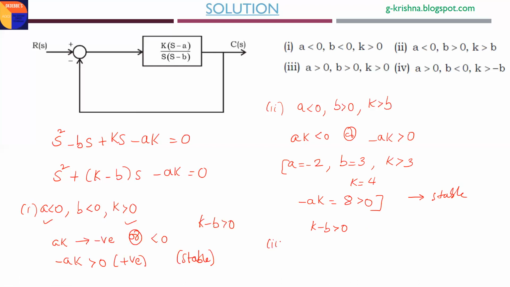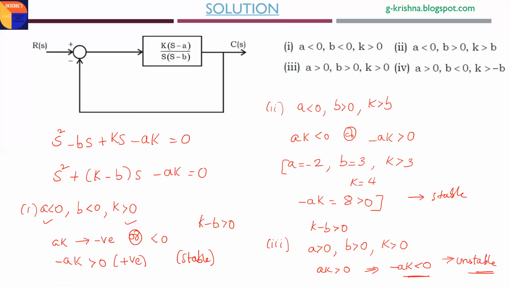Let us see the third case. A greater than 0, B greater than 0, K greater than 0. If A and K are both positive, obviously AK will be positive, or minus AK will always be negative. Therefore, the s power 0 coefficient is negative, which means the roots lie in the RHP according to the RH criterion, and the third case is an unstable case.